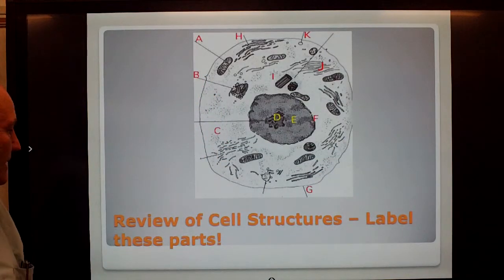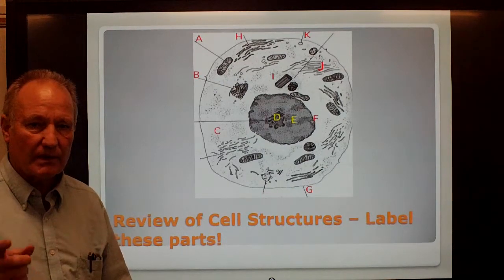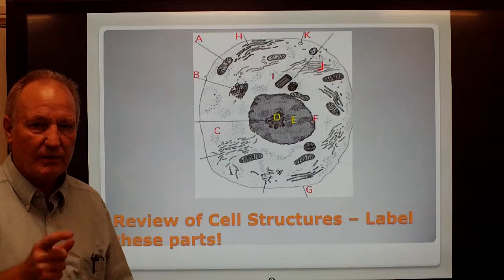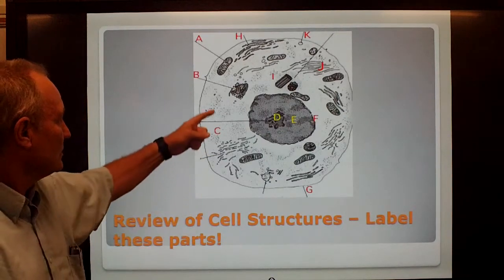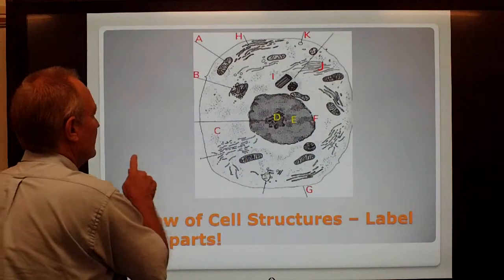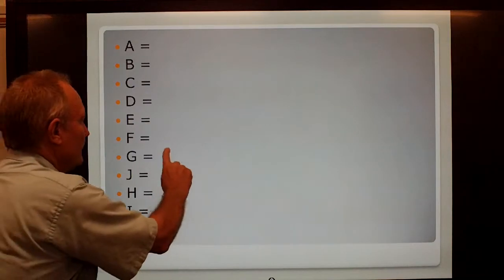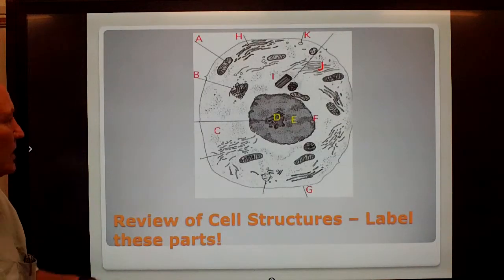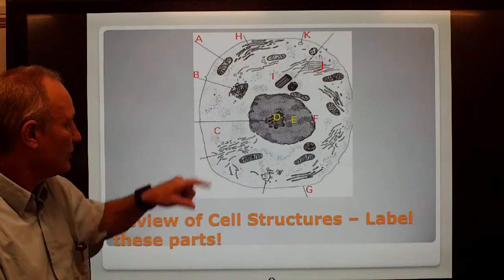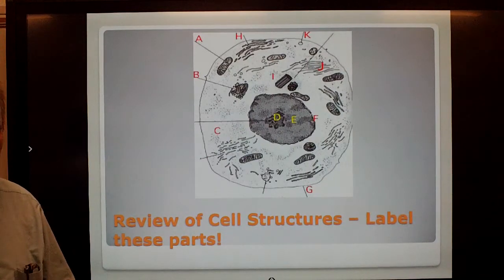Now, think about and review the structures of a cell, because we need to understand this before we go on to the next piece. So take a second, pause the video, and see if you can, in fact, label structures A through K. On a piece of paper, on your notes, whatever, go through and see if you can figure out what all of these pieces and parts are.